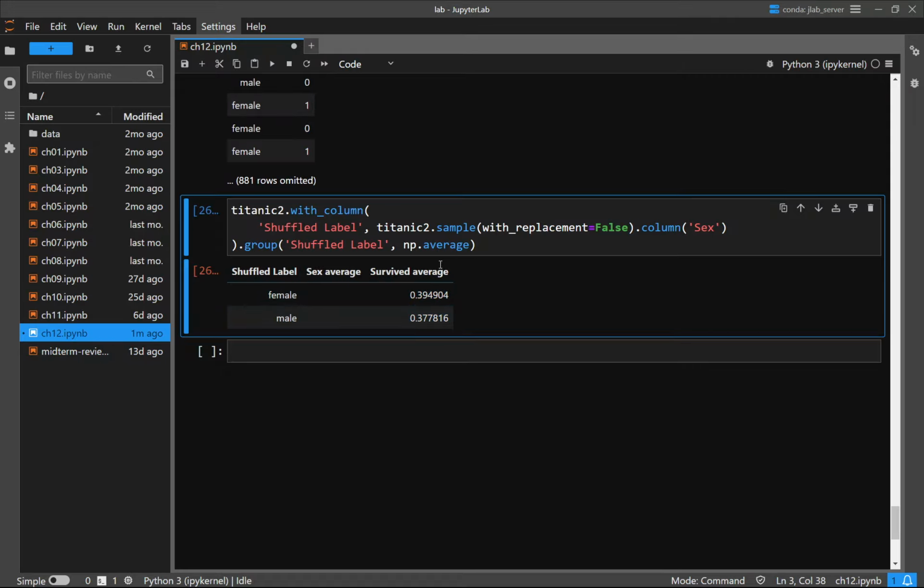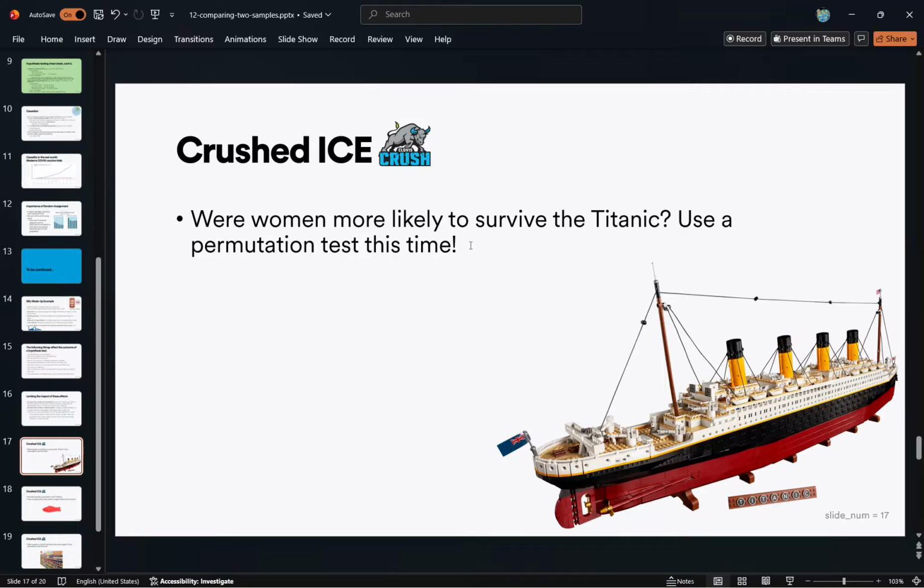That's the percentage of females who survived under the assumption that women and men were just as likely. That's our null hypothesis. Does that idea make sense? So I want to do this a bunch of times, right? Yeah, so let's try that.